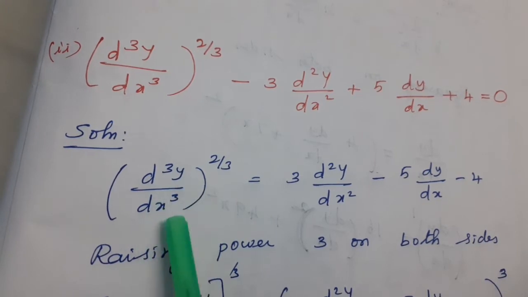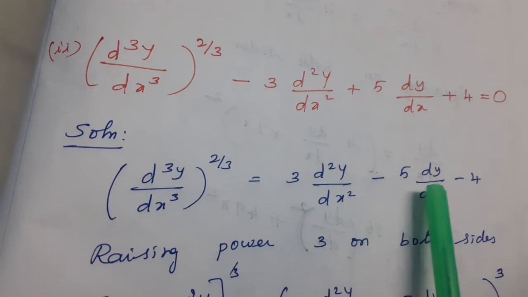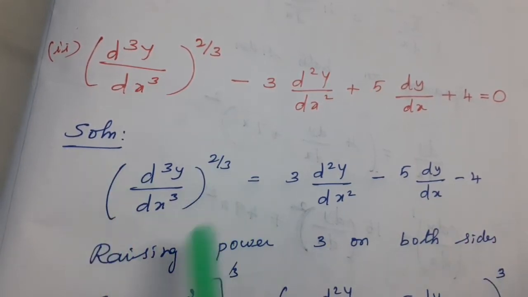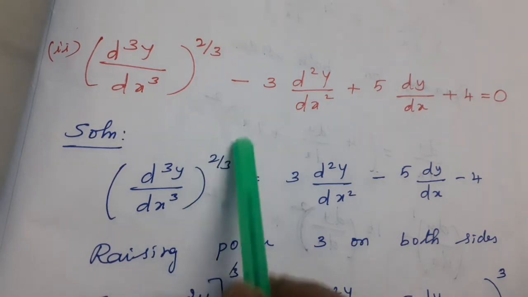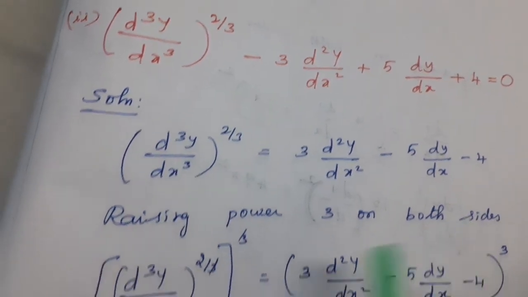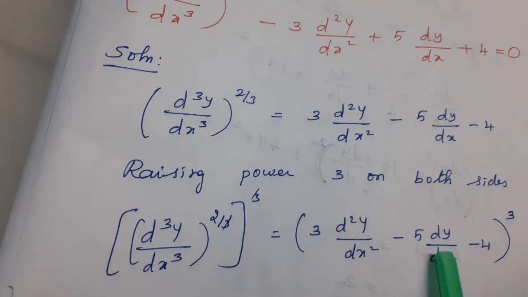So (d cube y by dx cube) whole power 2 by 3 equal to 3 into d square y by dx square minus dy by dx minus 4. We make the degree a numerical value, that is, a whole number. Raise the power 3 on both sides. If you raise the power 3 on both sides, 2 by 3 the whole cube, the 3 cancelled, we get 2. Here, what is the order?